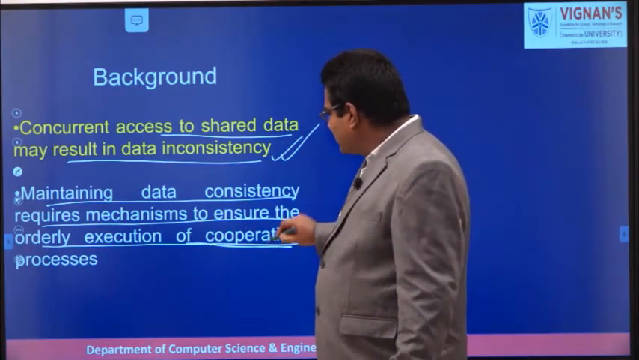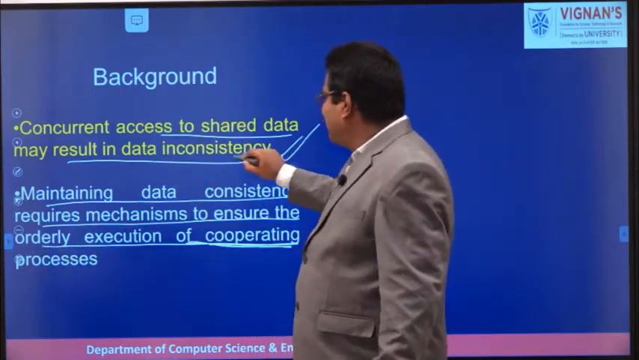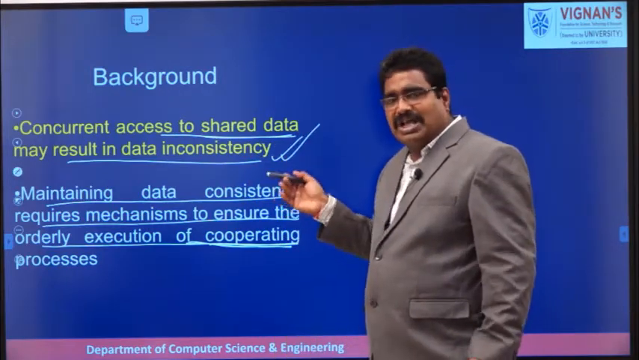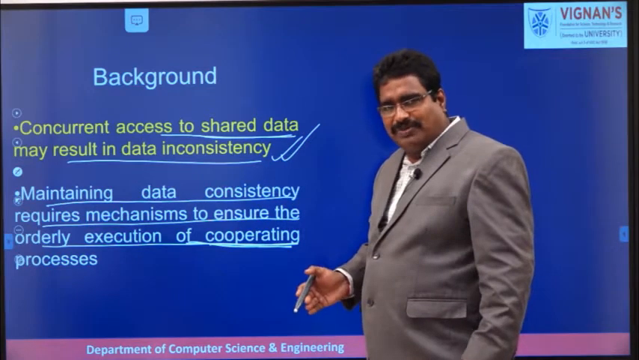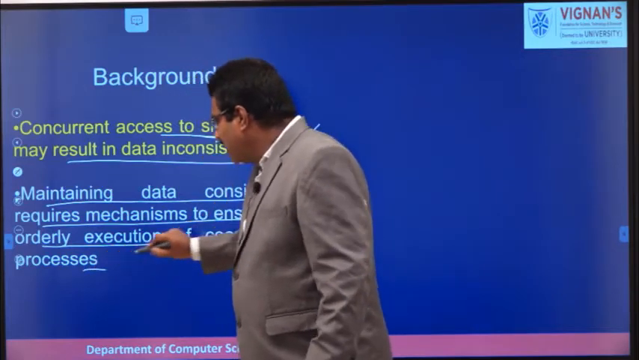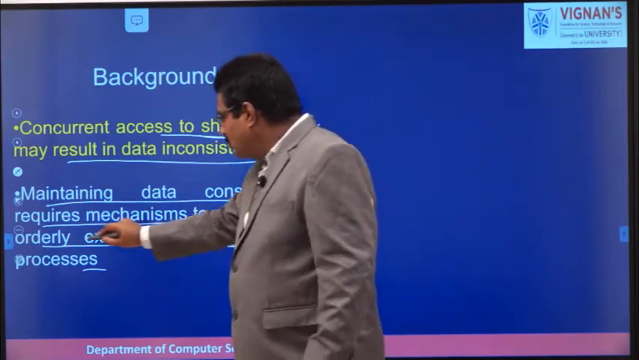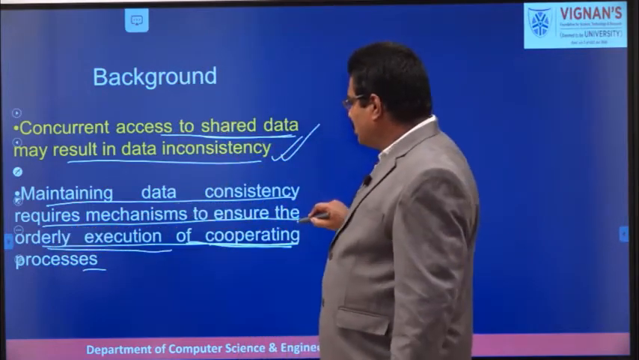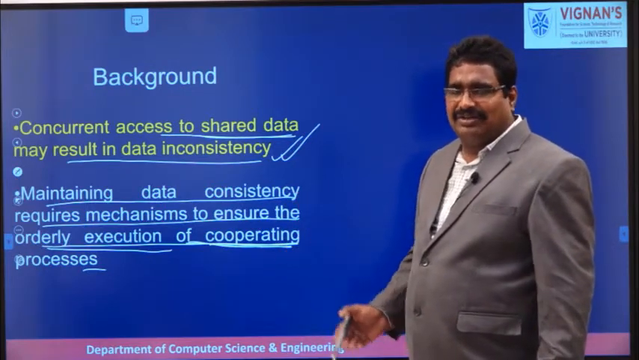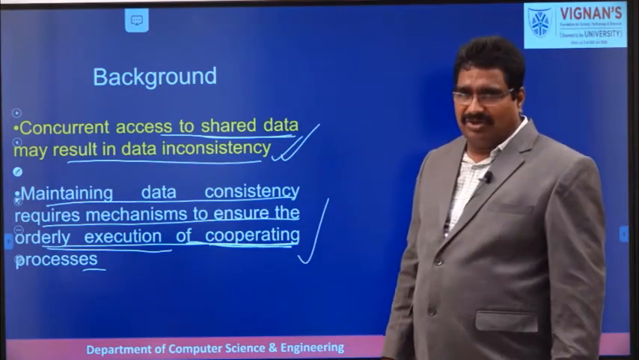But here we are considering cooperating processes because they are accessing shared data. Whatever data is used by one process is also used by another process. Those processes are called cooperating processes. For that reason, whenever we use cooperating processes, they need to ensure orderly execution. Once they follow orderly execution, those inconsistencies are eliminated. So this is the background of process synchronization.